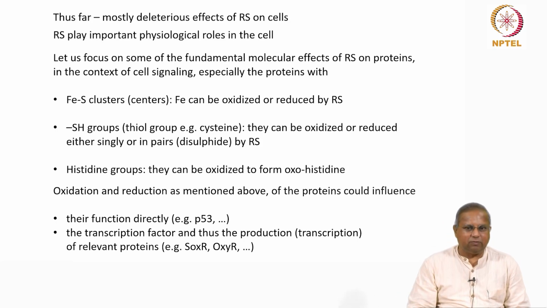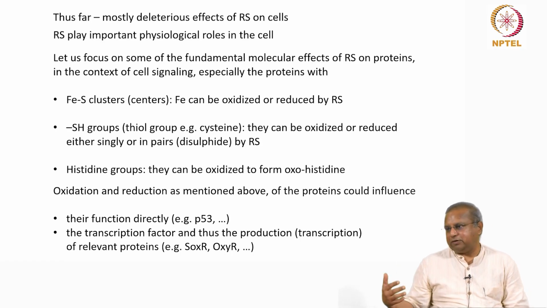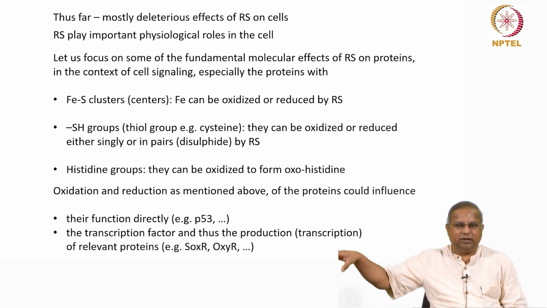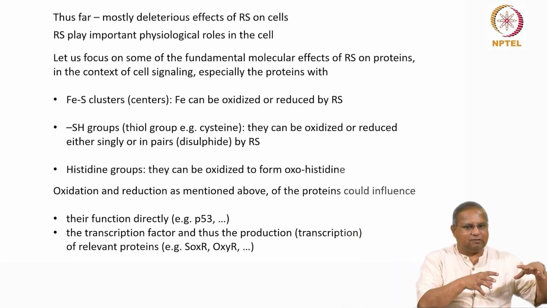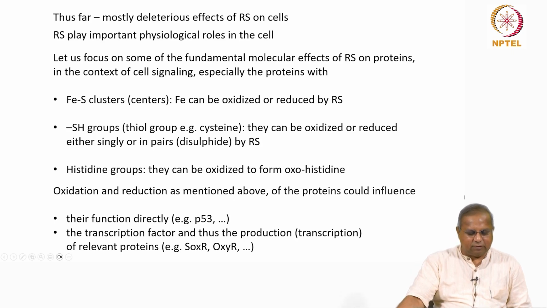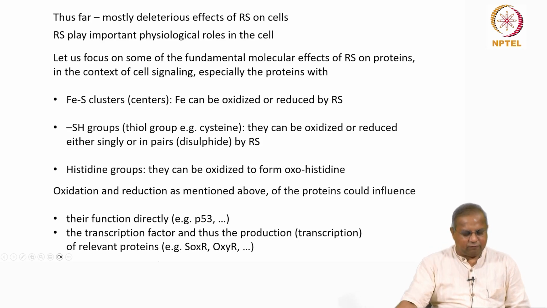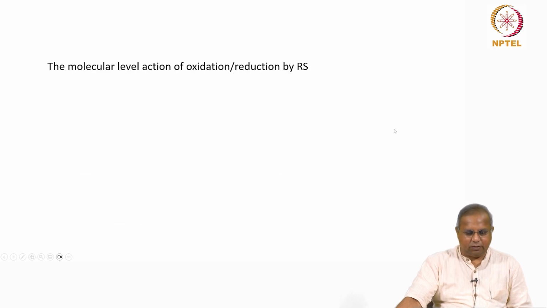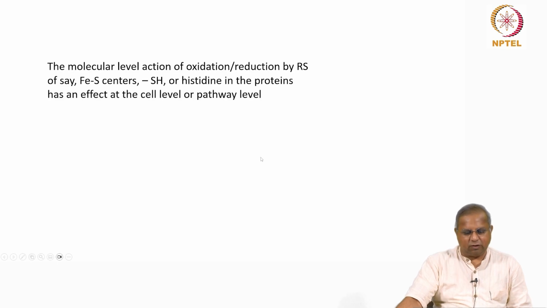The indirect means could be quite a few. Through a transcription factor, by mediating its effect on another protein which is dependent on this protein, and so on and so forth. Okay, we'll see some examples. So the transcription factor and thus the production, which is transcription, directly of the relevant proteins such as OxyR, and so on and so forth. Okay. So we saw this again in the last class, the molecular level action of oxidation reduction of iron sulfur centers, thiol groups or histidine has an effect at the cell level or the pathway level.